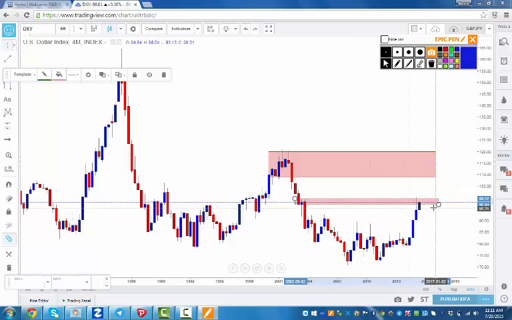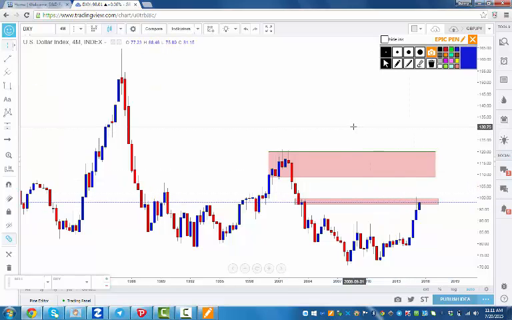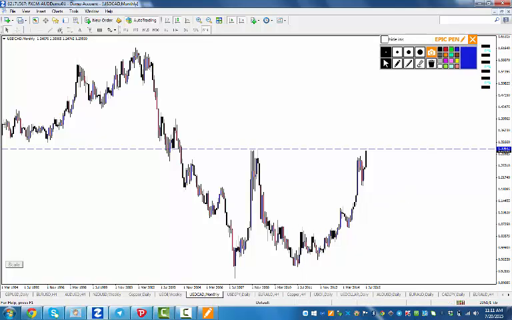All right. Okay, so basically the general concept is the dollar is going to continue to strengthen, moving upwards, right? So therefore we look to sell for all the major currencies. Okay, that's the guideline.